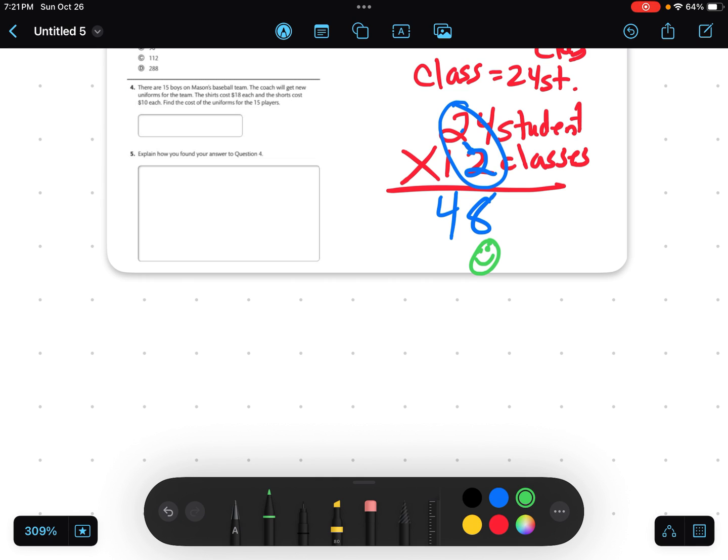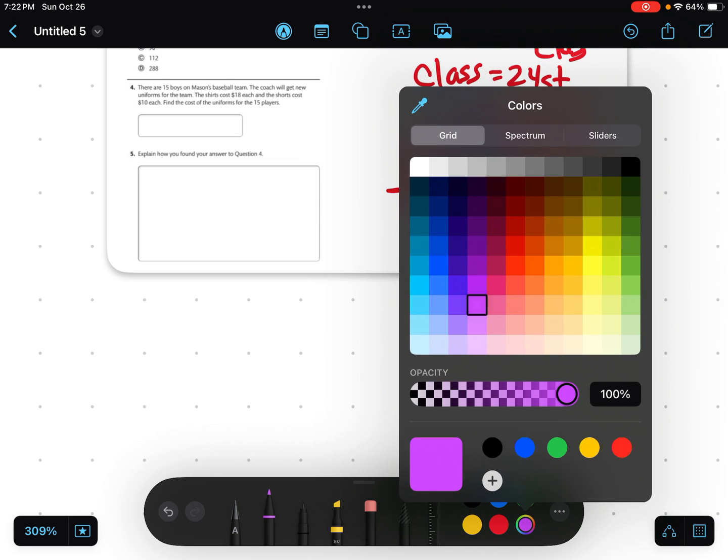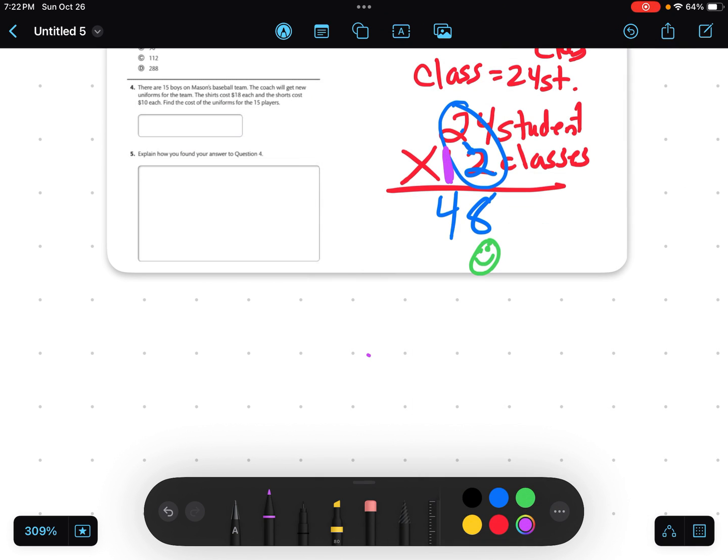And then I'm going to continue by adding, what should I do? I want a new color. Let's do a cute purple. So now I'm going to do my 1 in the tens place. 1 times 4, which equals 4. 1 times 2, which equals 2.